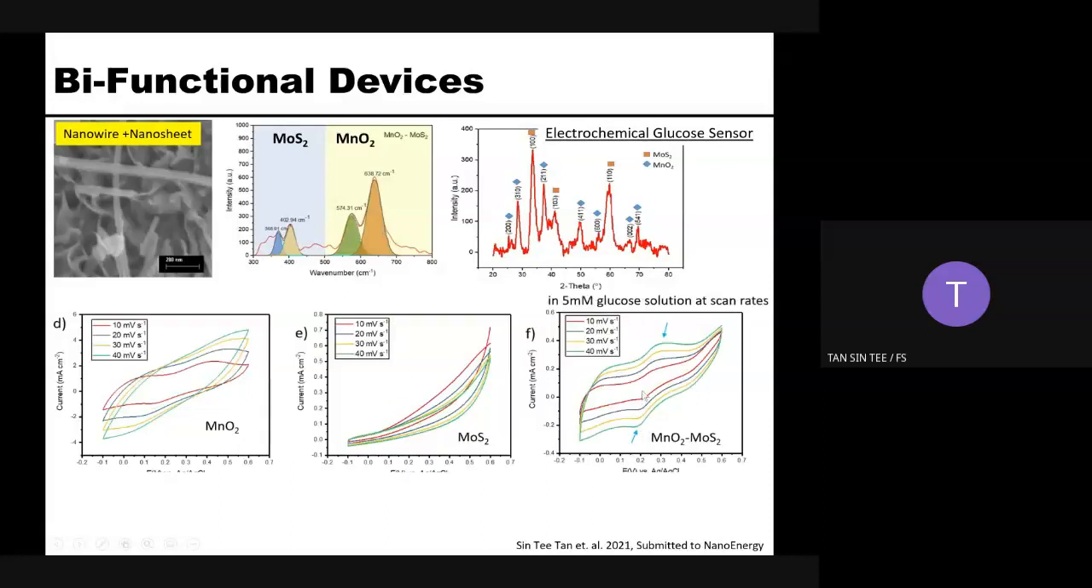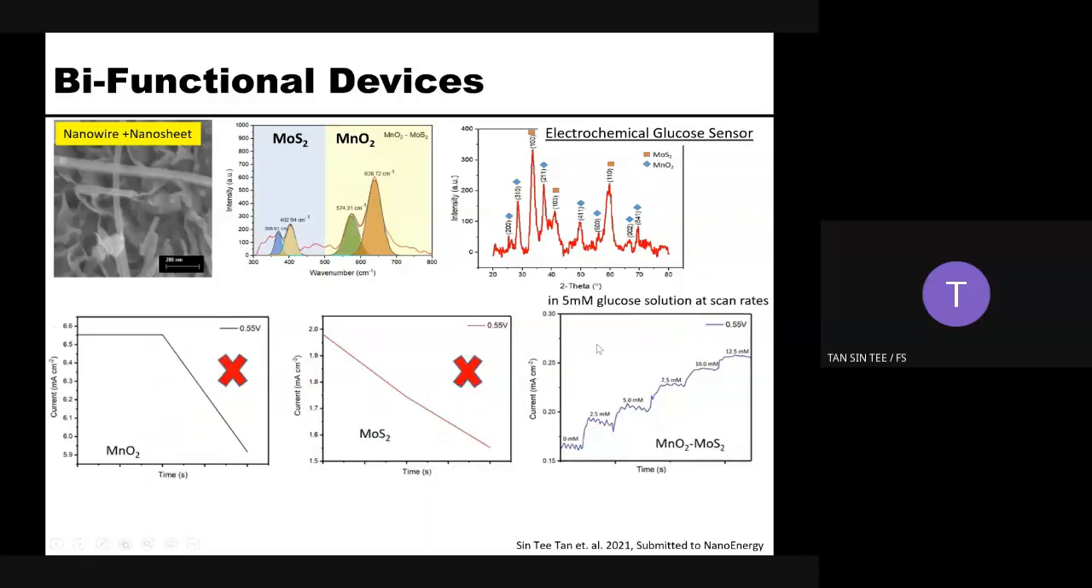After that, we tried to increase the potential that we apply to the system and fix the glucose concentration. At this level, we found that MnO2 has saturated; the peak is starting to saturate. It means that it doesn't give any response to the glucose detection. Same thing for the MoS2, it doesn't give any reaction, while the MnO2 and MoS2 combination gives a better reaction when we apply a different potential.